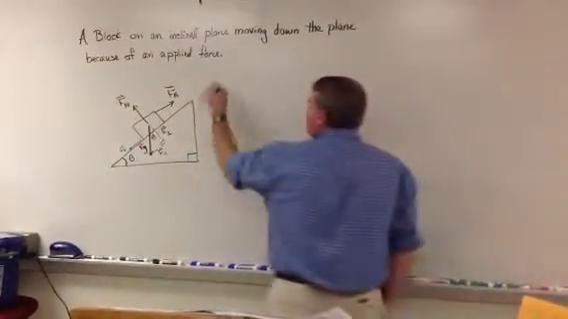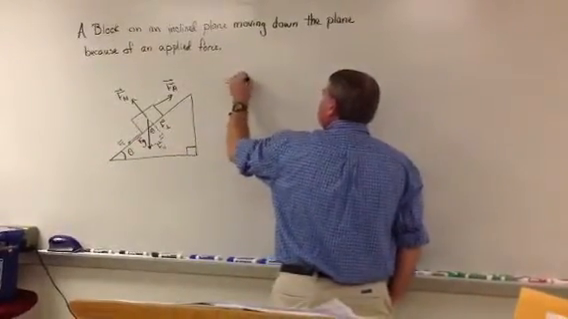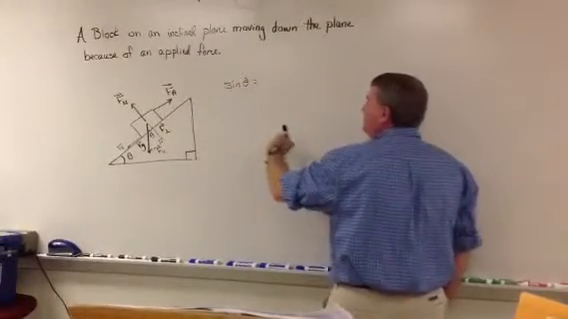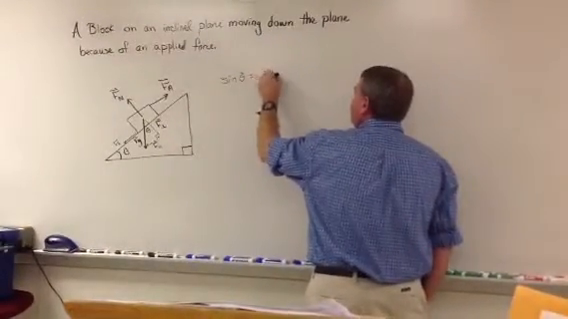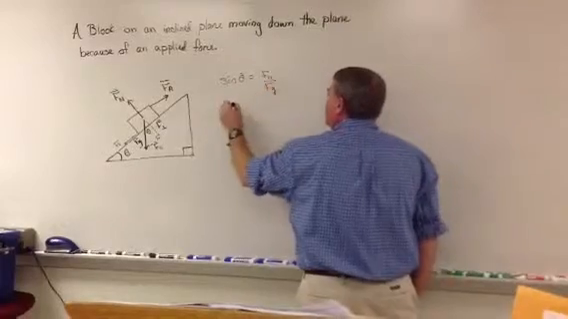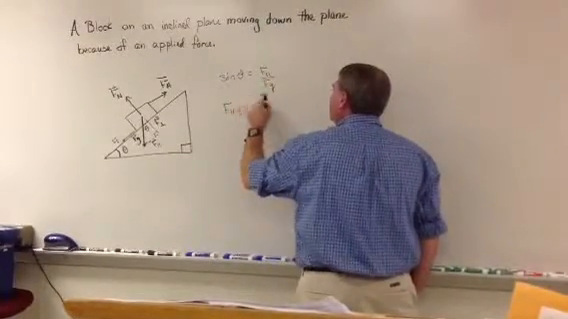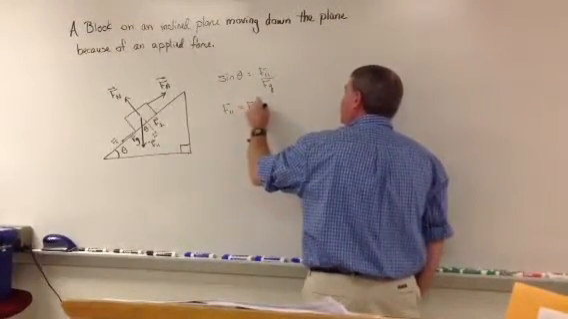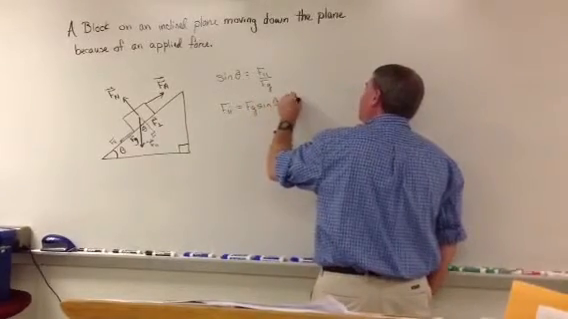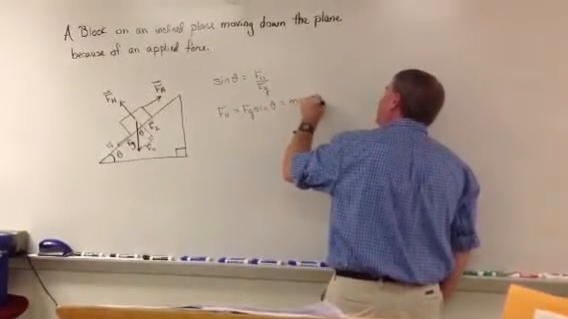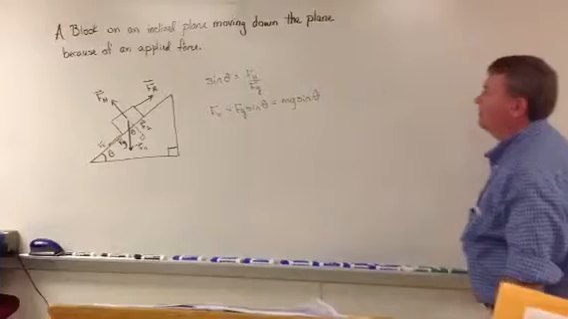All right, sine theta is equal to opposite over hypotenuse. So sine theta is equal to F parallel over FG. So F parallel is equal to FG sine theta, which is mg sine theta. FG is equal to mg.